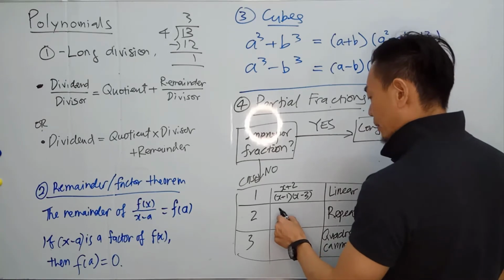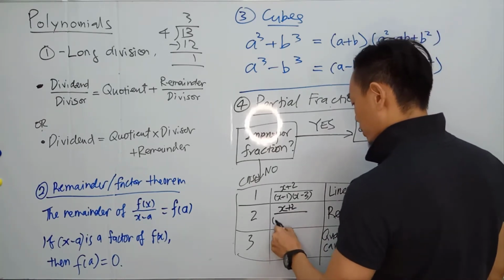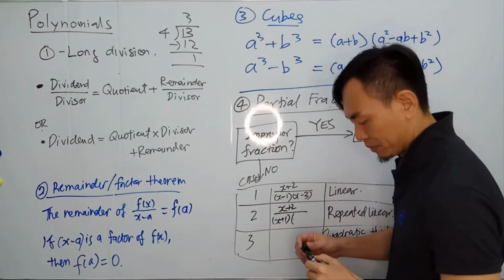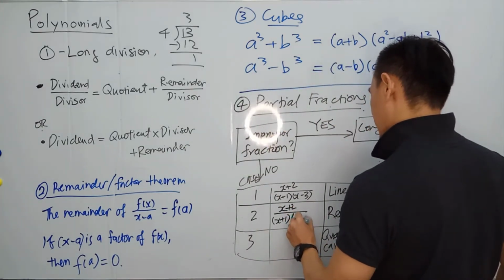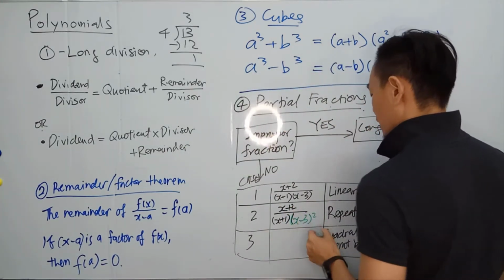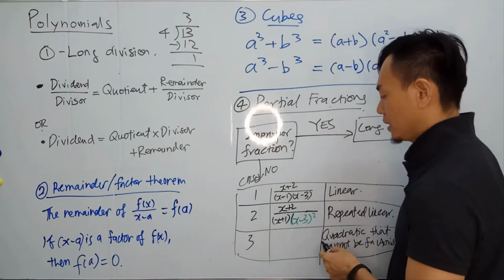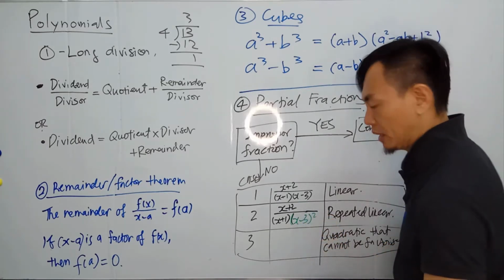Repeated linear is like when you have say x plus 2. I'm going to just mostly use this one. But your x minus 3, right? I'm just going to write it in a different color. x minus 3 bracket squared. So this one is going to give us two terms. Okay, a over x minus 3, b over x minus 3 bracket squared.